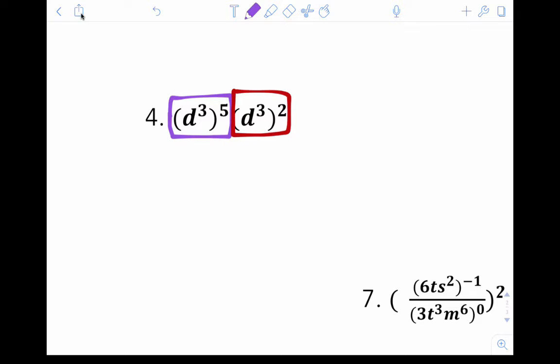So first, d to the 3rd to the 5th. I have my power of a power rule. So I'm going to take d to the 15th. And then the second part, I have d to the 3rd squared. So once again, I'm using that power of a power rule to get d to the 6th. And now I need to use my product rule that states when I am multiplying numbers with the same base, I need to add the exponents. So I keep my base and I add the exponents to get d to the 21st power.